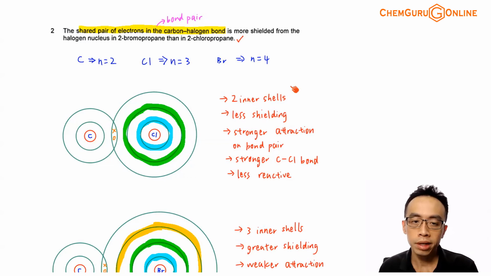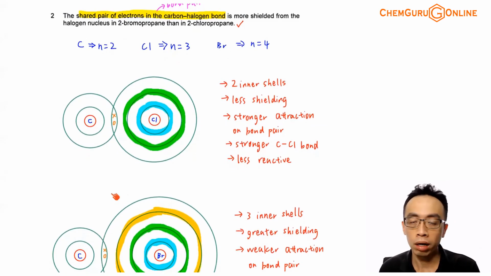And if I come back to the second statement, it says that the shared pair of electrons, or the bond pair of electrons, is more shielded from the halogen nucleus in 2-bromopropane. Actually, this statement is true. It causes the bromo compound to be more reactive, which is consistent with what the question is saying. So statement 2 is correct. It will be part of the answer.